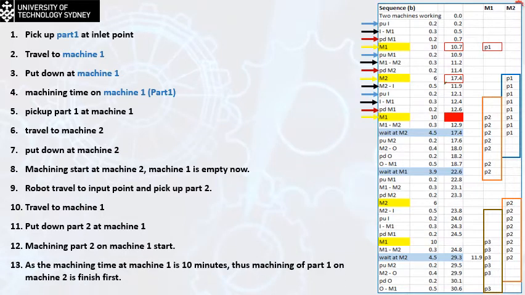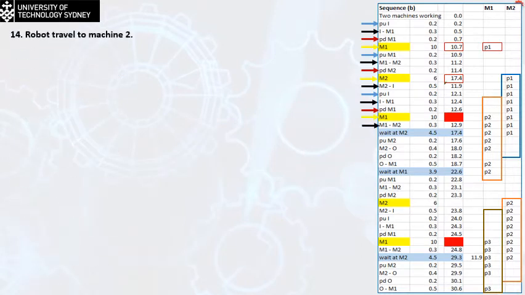So as we said here, as the machining time at machine number 1 is 10 minutes, the machining of part number 1 at machine number 2 is going to finish first. So step 14 is going to be travel to machine number 2.